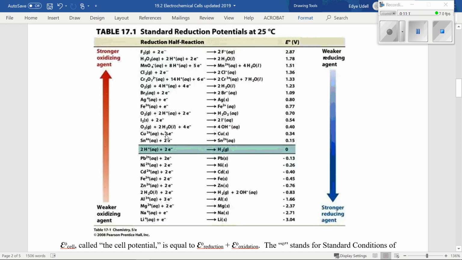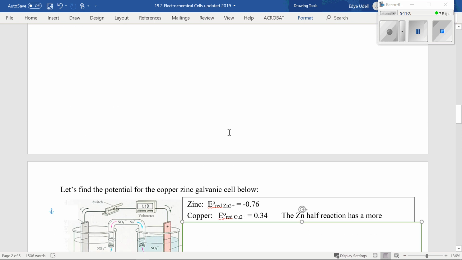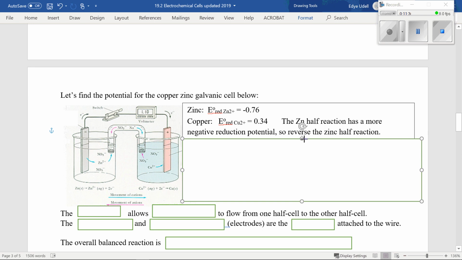And then we look for the copper too. Here it is. This has a cell potential of positive 0.34, which is what I wrote here. So according to these instructions here, we reverse the half reaction that is more negative, which would be the zinc reaction. The zinc half reaction has a more negative reduction potential, so we reverse the zinc half reaction.